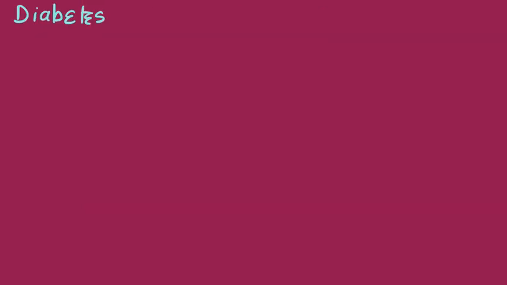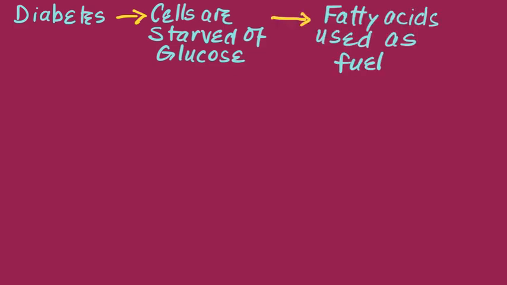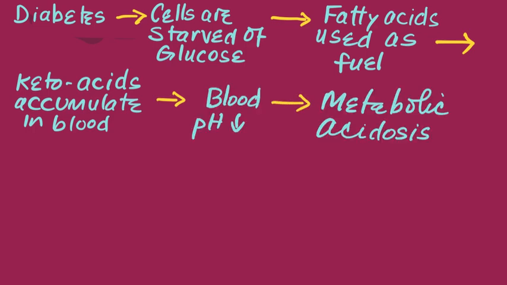When a person has diabetes, their cells are starved of glucose, so they use fatty acids as the primary fuel. As a result, keto acids accumulate in the blood. This causes the blood pH to go down, and the result is metabolic acidosis.